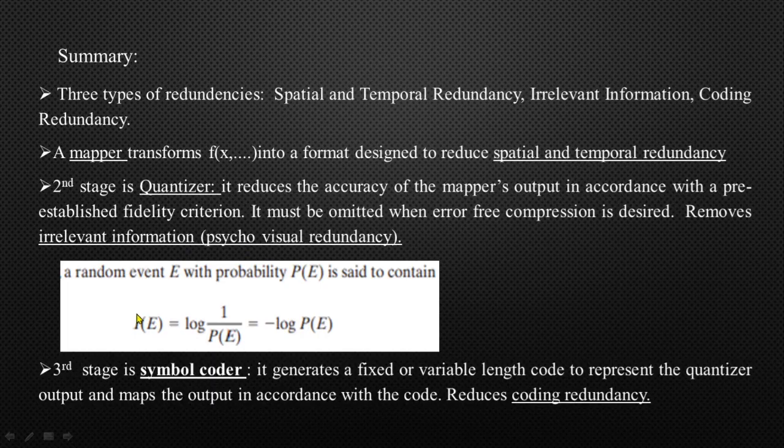That information can be measured by using the probability of occurrence of the event E. For example, if the probability of occurrence of the event is P(E), then information equals log of 1 by P(E), that is minus log of P(E). For example, if the probability of occurrence of the event is 1, then it is log 1, so information equals 0. Next, the symbol coder reduces the coding redundancy.